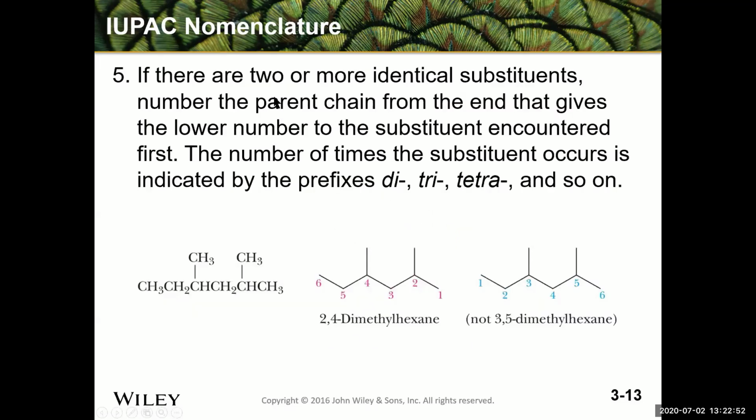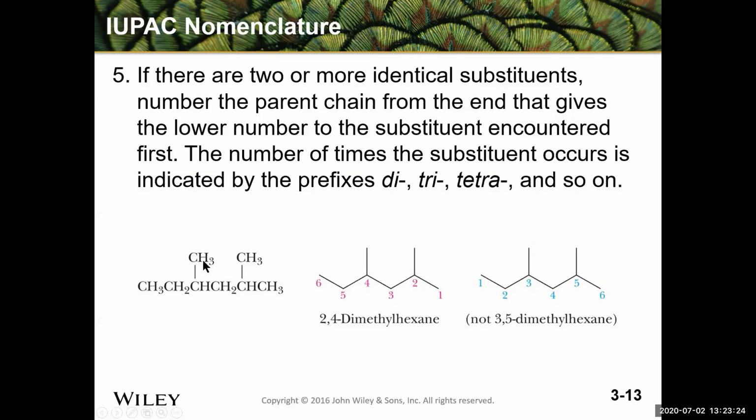Okay, so now if you have a parent chain with 2 or more identical substituents, you number the parent chain from the end that gives the lower number of the substituent encountered first. All right, and then the number of times that substituent is found, you indicate that by a Latin prefix: di for 2, tri for 3, tetra 4, penta 5, and so on.